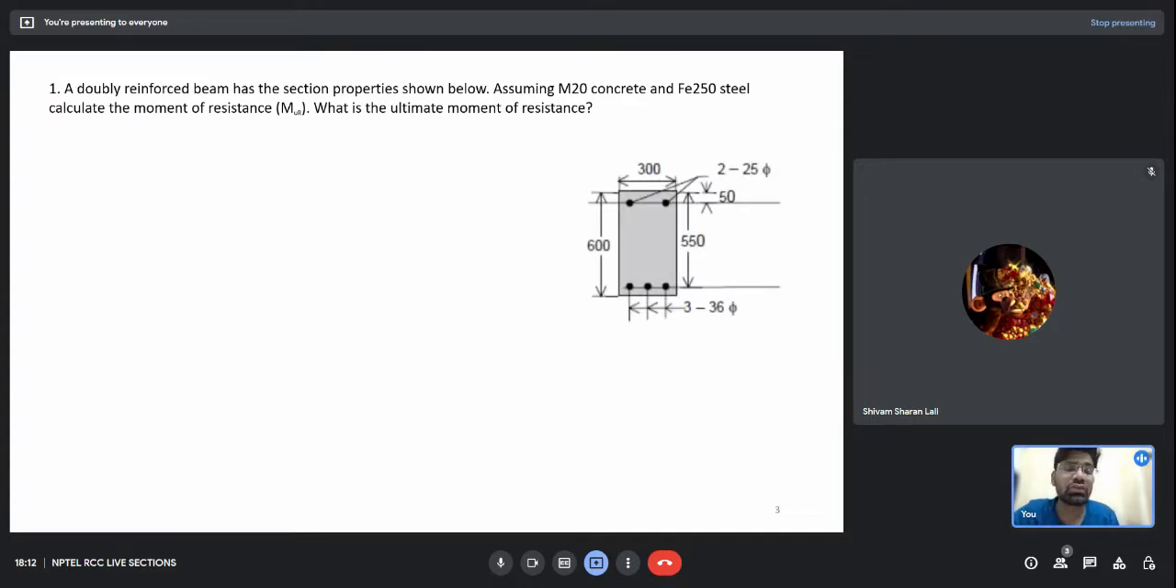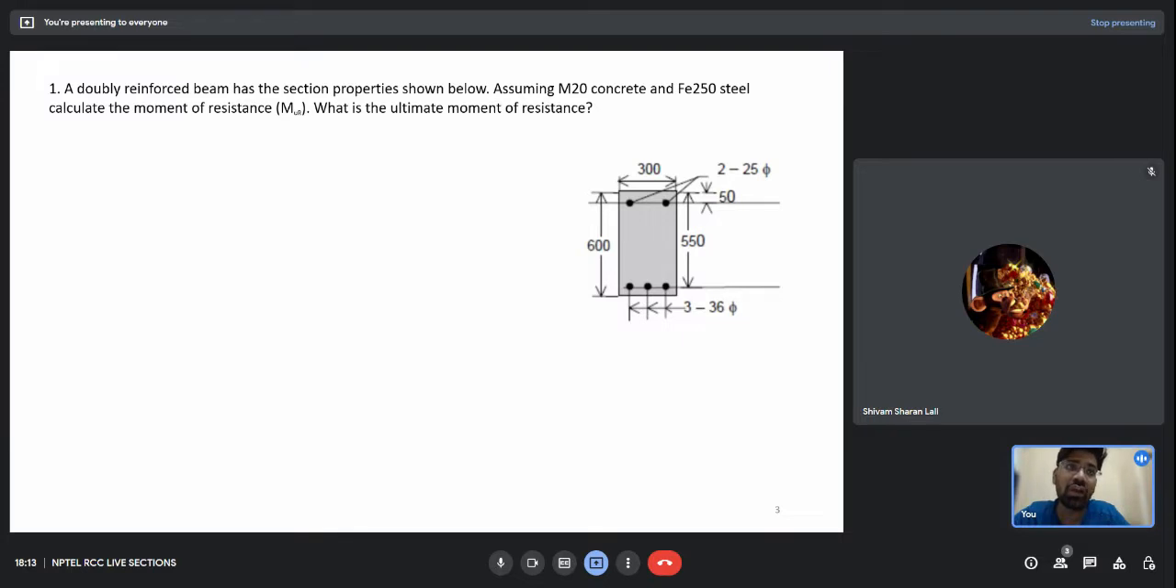Okay. Assuming M20 concrete and Fe250 steel, calculate the moment of resistance. What is the ultimate moment of resistance? Okay. So now it is asking us to find the ultimate moment of resistance. So similar steps which we followed for the calculation of the ultimate moment of resistance for a singly reinforced beam.